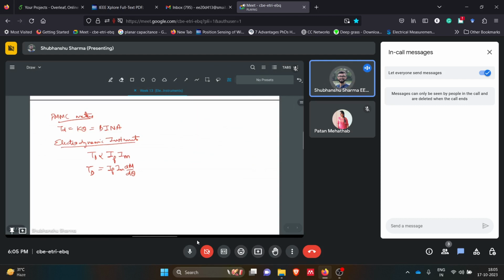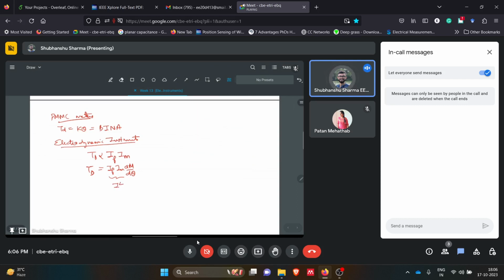Then we compared PMMC with the electrodynamometer. In PMMC, the direction of the deflection torque or theta depends on the direction of the current, and for alternating current the pointer keeps oscillating. But in the electrodynamic meter, the deflection torque does not depend on the direction of I, because if the fixed coil current and the moving coil current are the same current, then this will become I square, so it will not depend on the direction.